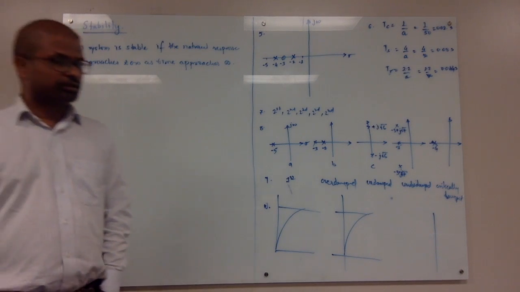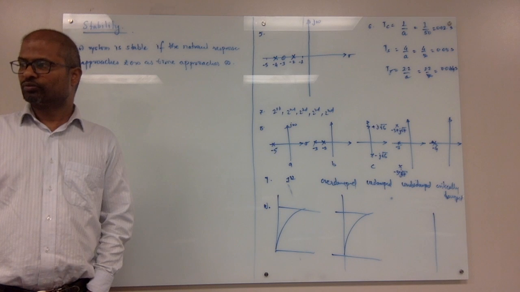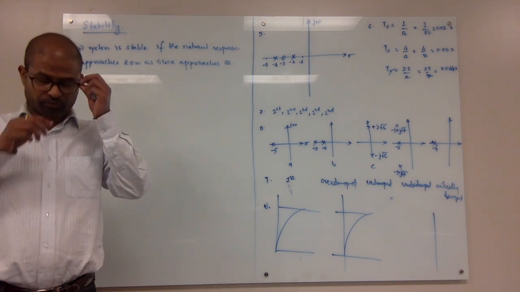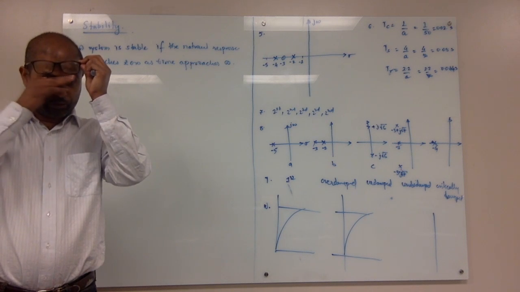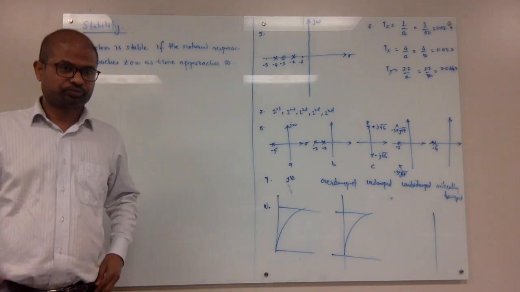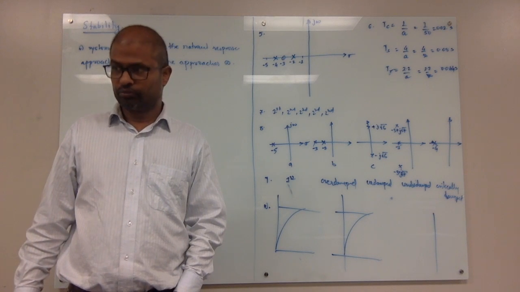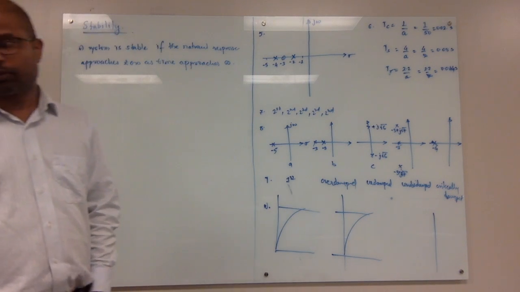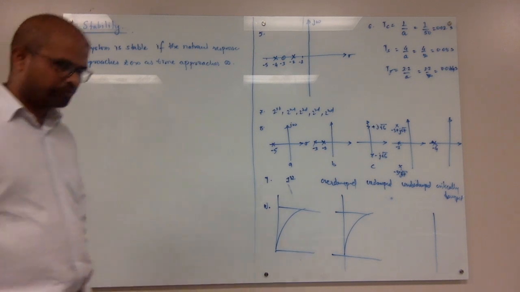Those are systems, right? Now, which of those are stable? Which of those systems in 7 are stable? The first order? There are 5 systems there, right? 1, 2, 3, 4, 5. Which of them are stable? They approach 0 as time goes to infinity.